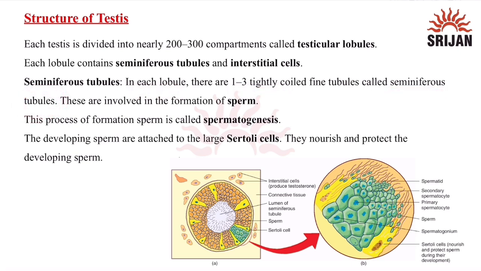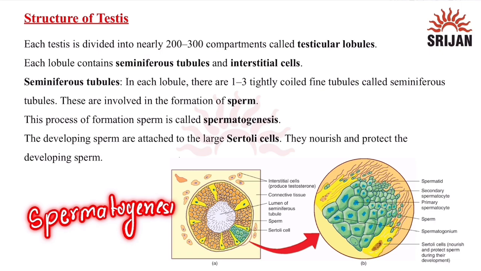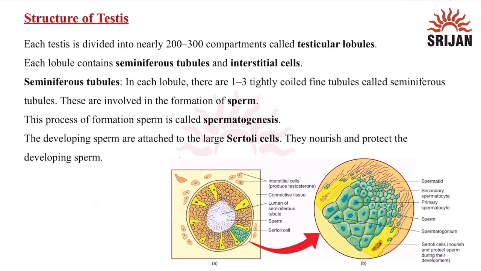The function of the seminiferous tubule is the formation of sperm. The process it undergoes is spermatogenesis. Spermatogenesis basically means formation of sperm. The developing sperm will be attached to these structures known as Sertoli cells. These Sertoli cells nourish and protect the developing sperms.